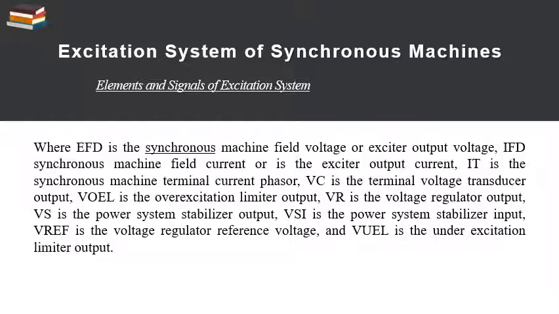EFD is the synchronous machine field voltage or exciter output voltage, IFD is the synchronous machine field current or exciter output current, IT is the synchronous machine terminal current phasor, VC is the terminal voltage transducer output, VOEL is the overexcitation limiter output, VR is the voltage regulator output, VS is the power system stabilizer output and VSI is the power system stabilizer input, VREF is the voltage regulator reference voltage and VUEL is the underexcitation limiter output.